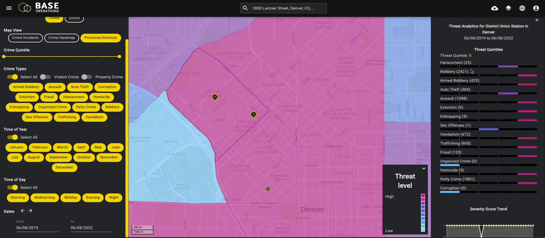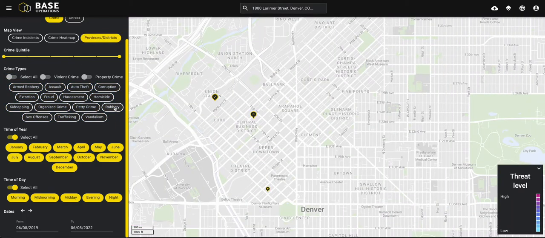Now, scrolling up and taking a look at which crimes have been most common over the last 3 years, we see robbery, armed robbery, auto theft, and assault as crimes which might pose the biggest risk to travelers or commuters heading into this location. So let's focus on these three for a second.